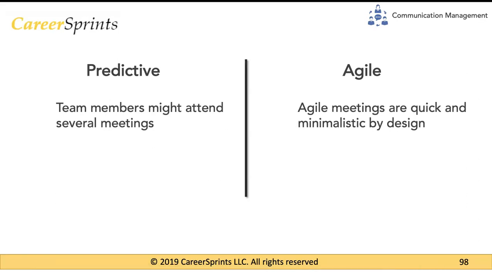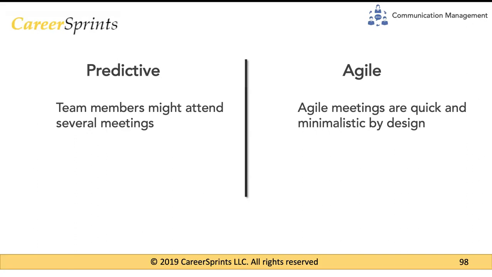Now, the third point of difference between predictive and agile projects is that in the world of predictive, team members are maybe expected to attend a lot of meetings. Some of the meetings may be totally useless and you don't really need to be there. Maybe you're not even contributing in those meetings. You're just there for the sake of some stakeholders' satisfaction. Whereas Agile cuts out the fluff in documentation, and it also cuts out all the fluff in meetings as well. Agile meetings are meant to be kept quick, they're meant to be minimalistic, and there are a few meetings that you actually do in Agile.